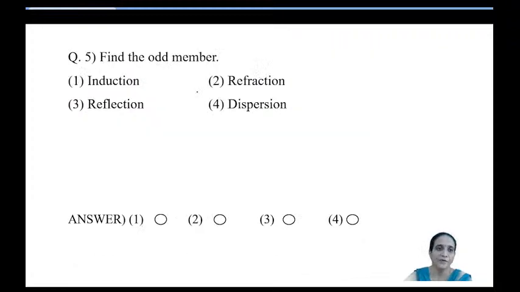Question number 5, find the odd member. Induction is the first option that is given. Second one is refraction. Third one is reflection. Fourth option is dispersion. You will see over here second, third and fourth. These options are related to light. So obviously the odd one is induction, the first option.